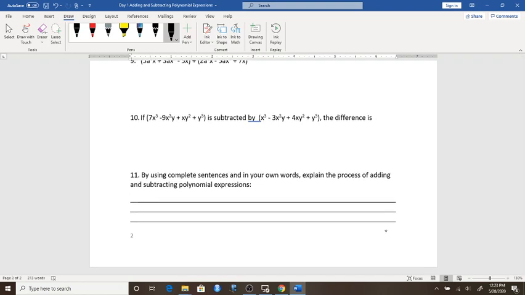And then, using complete sentences and your own words, explain the process of adding and subtracting polynomial expressions. You can just write down 1 or 2 sentences here to explain this process.